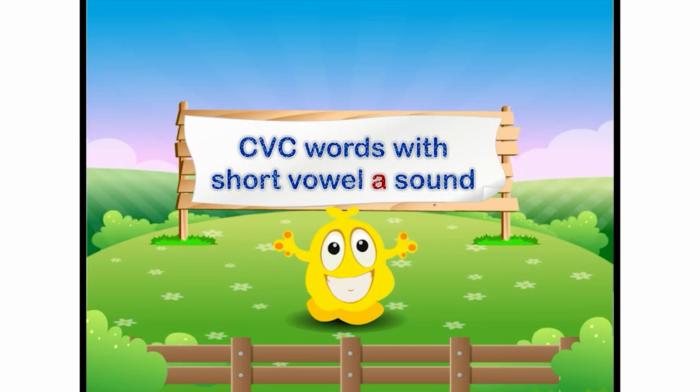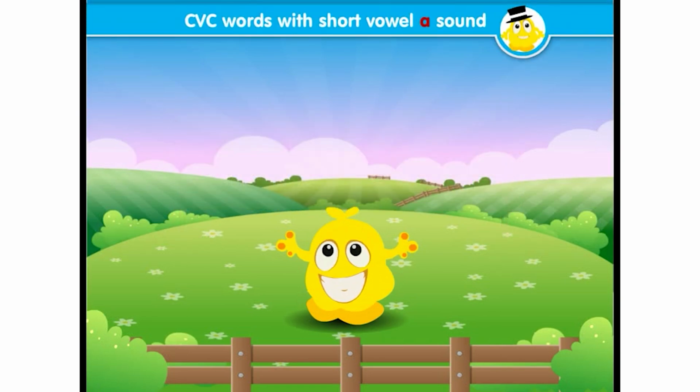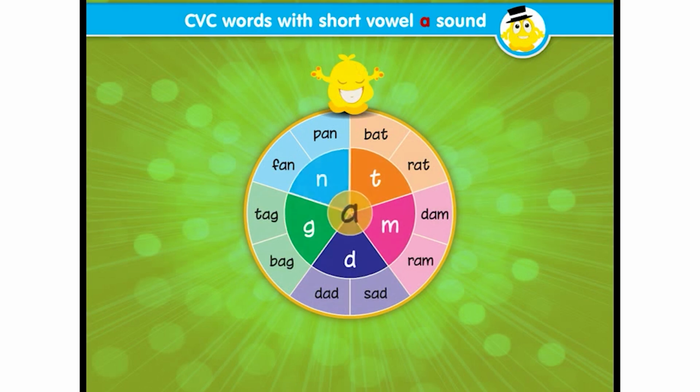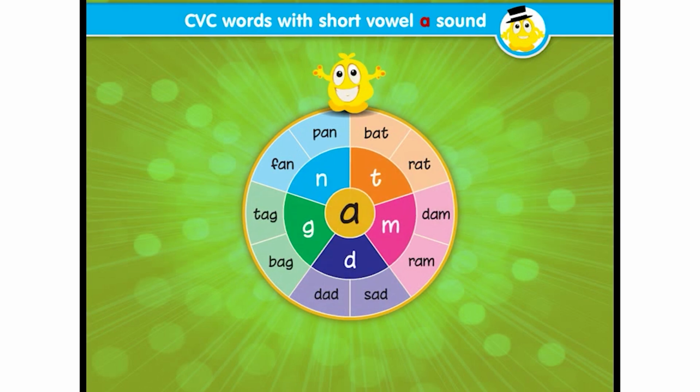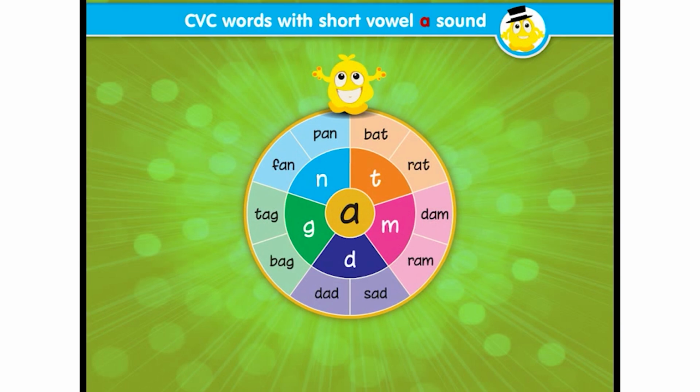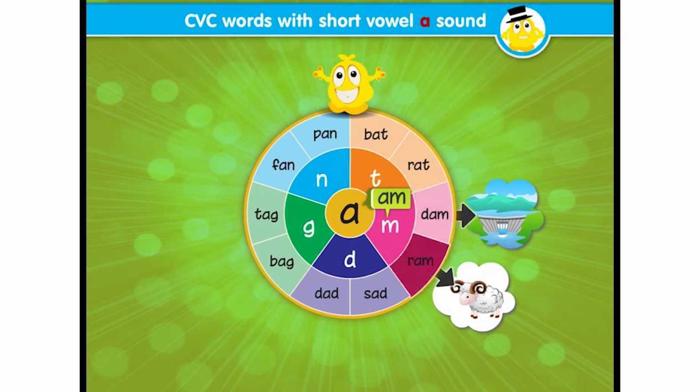CVC words with short vowel A sound. Popcorn is showing you something. Oh, what's that? It is a sound wheel. Let's understand what it shows. As we see vowel A at the center, it is the A sound wheel. A and M makes am, as in dam and ram. Dam and ram are rhyming words.